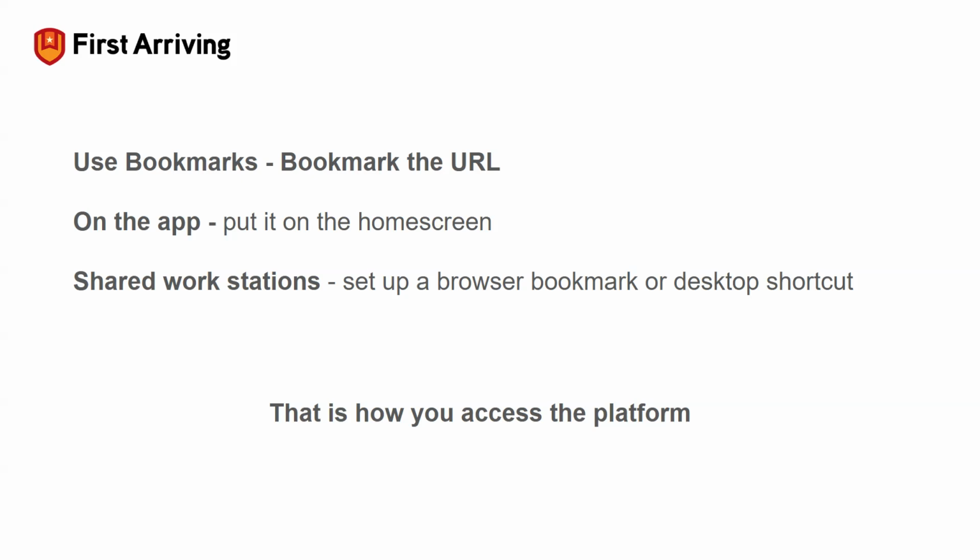On a shared workstation, a lot of departments have shared workstations, make sure you set up a bookmark in the browser or a desktop shortcut so that all your people, regardless of who it is, when they sit down at that device, they log in with their user information. There's that browser bookmark or that desktop shortcut that jumps them right into the first arriving portal. And again, it takes them to the portal. They would then have to access through their username and password to get to their user interface and to their account. But it's a great way just to jump people to the URL and make it really easy to access for everybody. And that is how you access the platform.